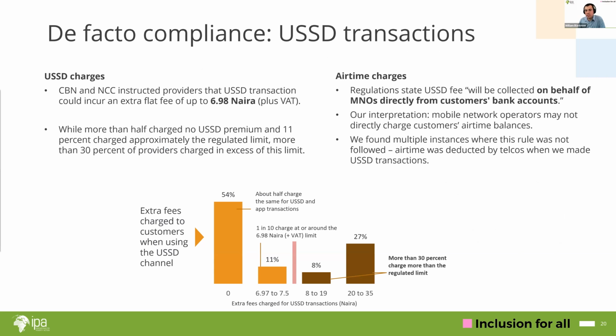Transactions conducted via USSD have additional regulations, which state that financial service providers may charge an extra 7 Naira on behalf of MNOs for the use of their USSD platform. We found about 1/3 of providers charged a USSD premium of greater than the 7 Naira limit. Additionally, the premium is to be collected on behalf of MNOs directly from customer bank accounts. That's directly from the regulations. Our interpretation of this language is that MNOs may not directly charge customers for USSD transactions by deducting from their airtime balances. However, we found that airtime deductions were quite common despite this prohibition.